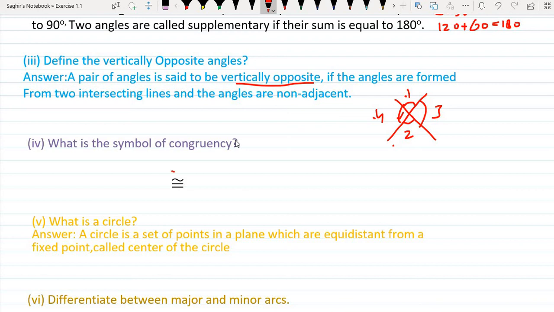What is the symbol of congruency? The symbol of congruency is, first of all put an equal sign, then put a symbol like alif mad r.